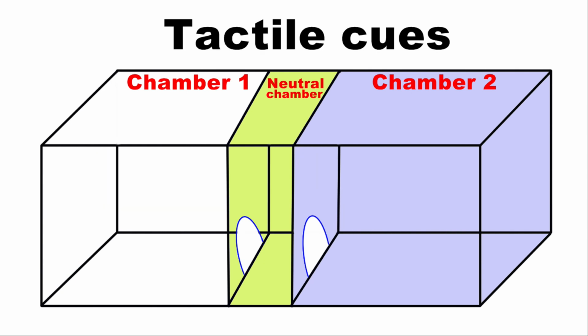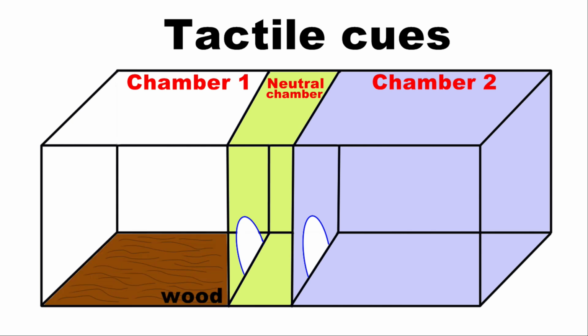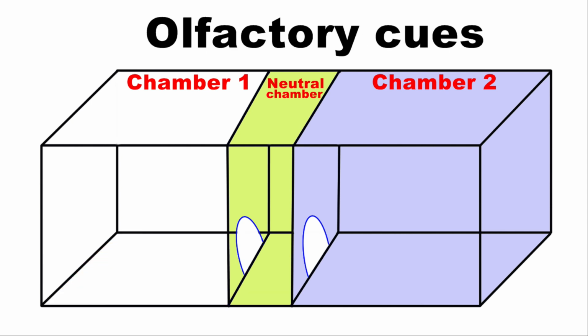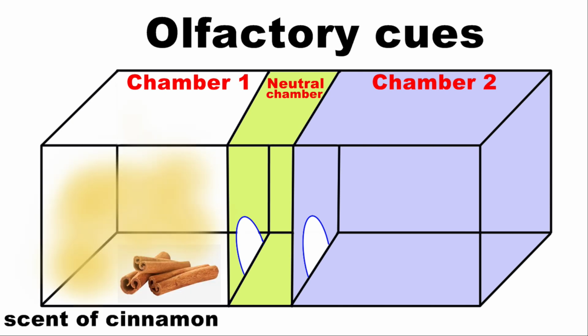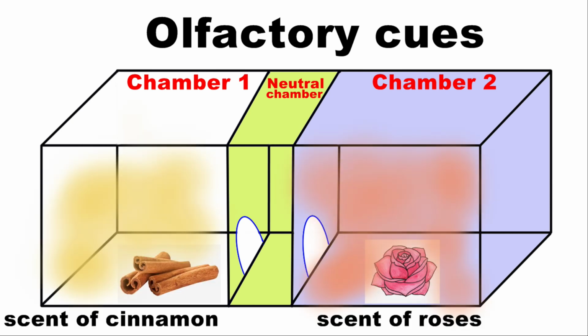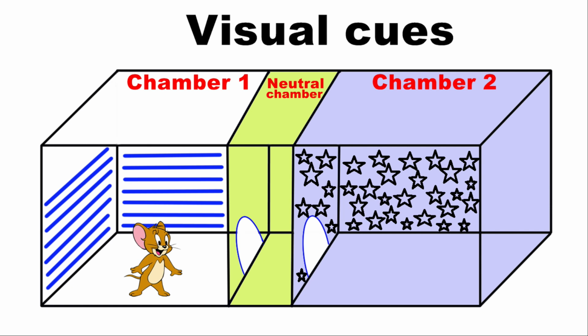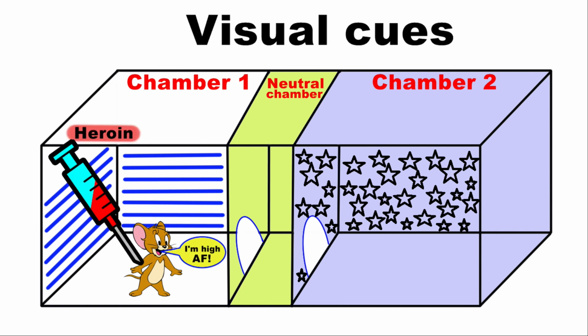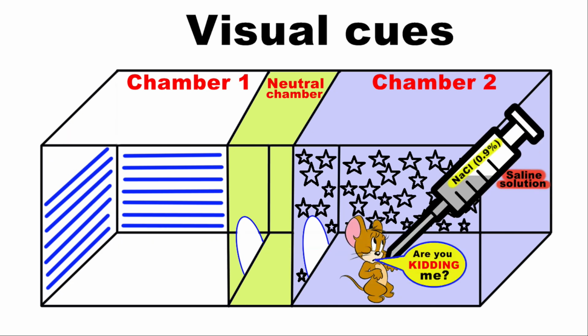We can have tactile cues, for example, the texture of the floor. In the first chamber the floor is made out of wood. The second one is made out of glass. Cues can also be olfactory. For example, in the first room we have the scent of cinnamon, in the second room the scent of roses. The mice are administered a drug, for example, heroin, only when they are in chamber number 1, and saline solution when they are in chamber number 2.